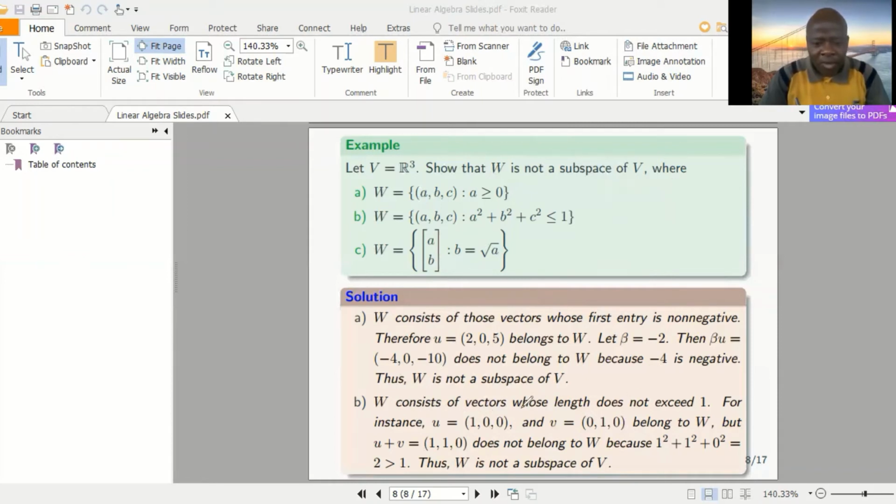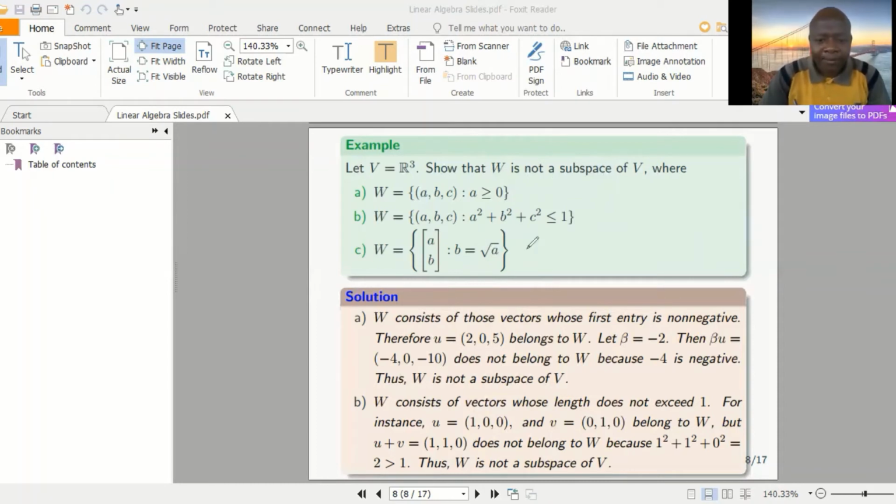I said W consists of vectors whose length does not exceed 1. For instance, W would have vectors like U, V, and so on. But what about the sum of these 2 vectors? It would be 1, 1, 0. But this sum does not belong to W, because if I take 1 square plus 1 square plus 0 square, I would get a 2, which is greater than 1. Therefore this part is not satisfied, which means W is not a subspace.